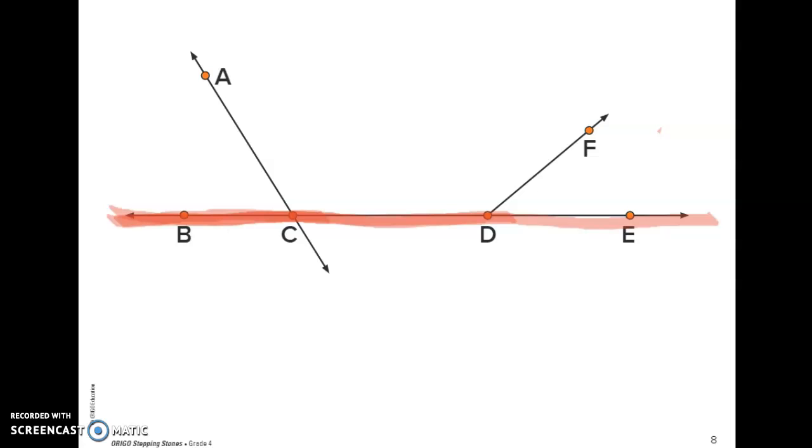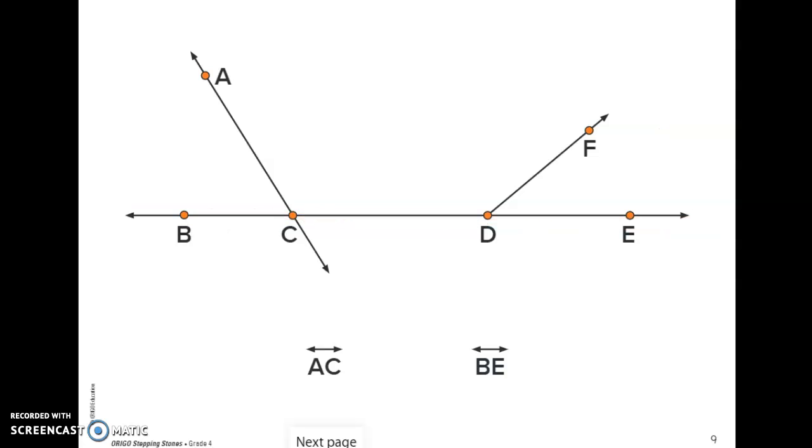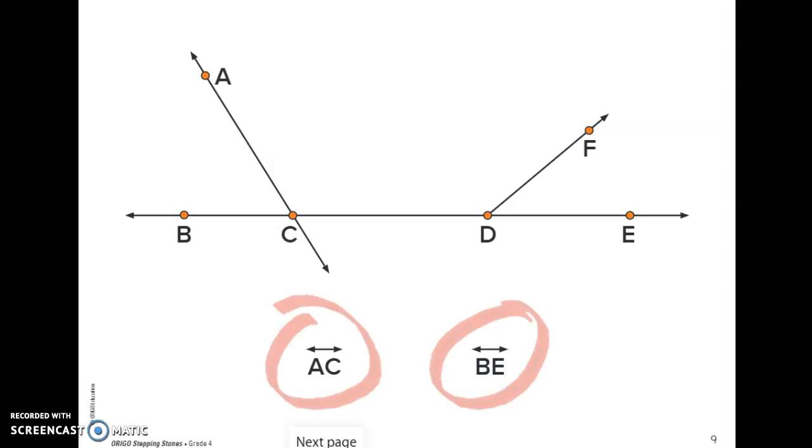And this is how they would look if we wrote those out. So you put the little line with the arrows on both sides over it, and then I could name that line AC and line BE, as you see written here. So that's how you would actually write the names of those lines.